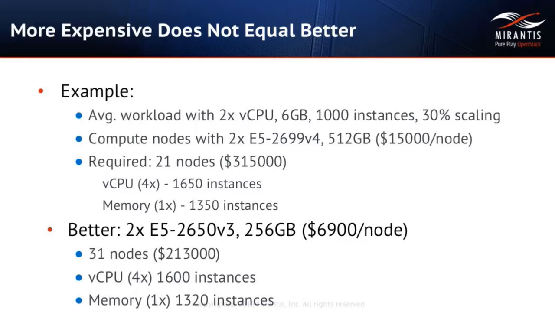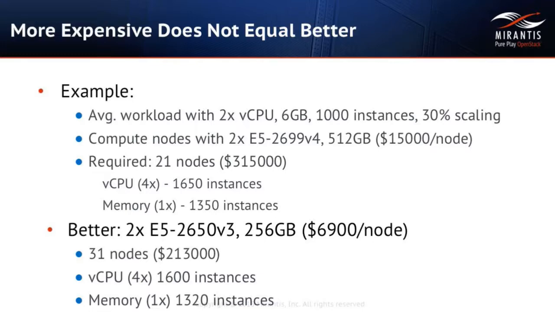With the vCPU that we had, with a 4 times oversubscription, which is what we usually use, OpenStack says 16 times oversubscription. I have not had any positive results with that, so that is also taken into account. 4 times usually works fairly well. If we get 1650 instances that we could run with memory, we can get only 1350 instances. Plus, each one of those 2690 CPUs is, I think, $7,000 or something in that realm. So it's $15,000 per node.